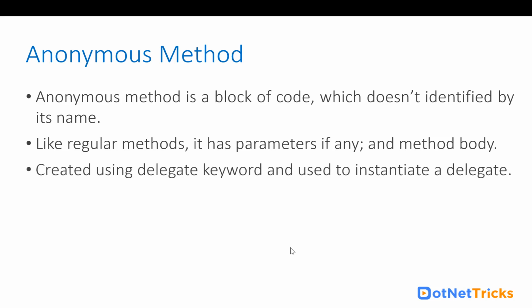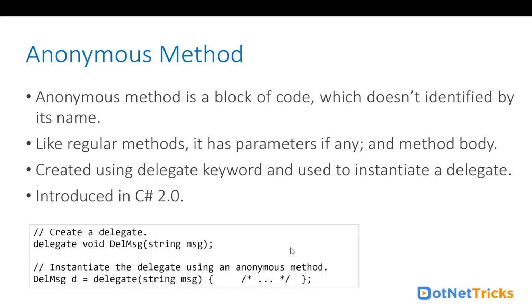We create an anonymous method using the delegate keyword, which is also used to instantiate and to call that anonymous method. Anonymous methods were introduced in C# 2.0. Now let's understand how we can create the anonymous method.